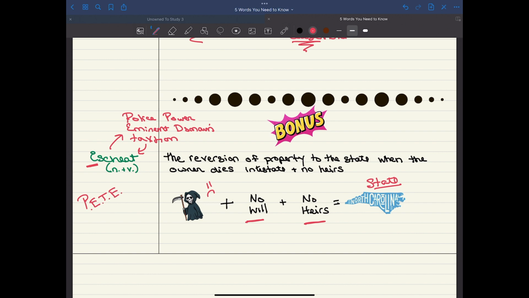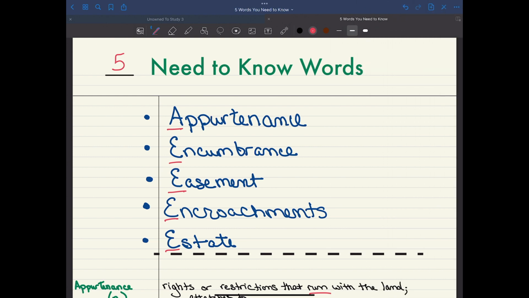So that's all I have time for today. I really hope this helps. Don't get these words all confused simply because there's vowels at the beginning. We've got our words here, and just in case you needed a reminder, we've got appurtenance, encumbrance, easement, encroachments, estates, and our bonus word was escheat. Really though, if you have any questions, please just let us know in the comments. Otherwise, I hope this helps. Bye.